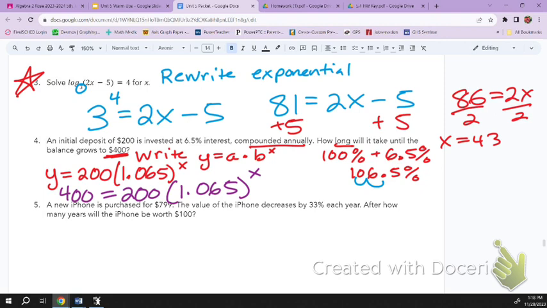Do we subtract 200? How is 200 stuck to my multiplier? It's multiplying, so we divide. We're going to divide first. Good. Divide both sides by 200. What's 400 divided by 200? 2.